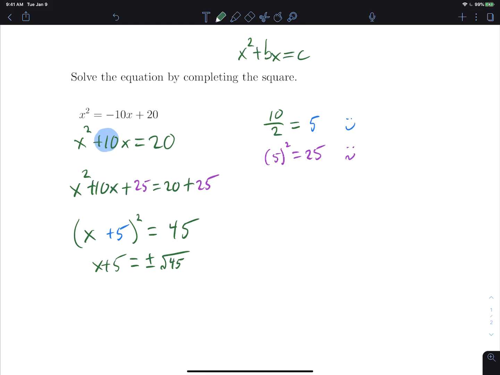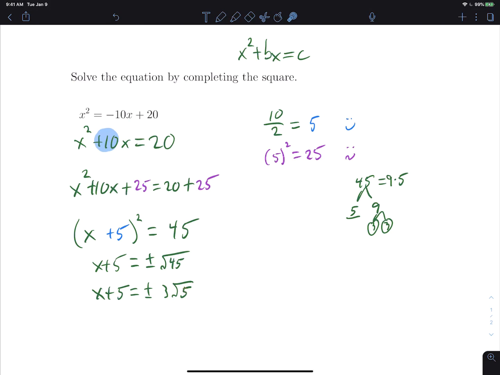Now, when simplifying radicals, remember it's always nice to do a prime factorization tree. So we have 5 times 9, and 9 is 3 times 3. Looking for pairs of primes, we have two 3s there. So 3 times 3 is 9, and what's left over here is the 5. So think of 45 as 9 times 5. The square root of 9 will give us 3, and then just leave the other factor underneath the radical. So x plus 5 equals plus or minus 3 square root of 5.